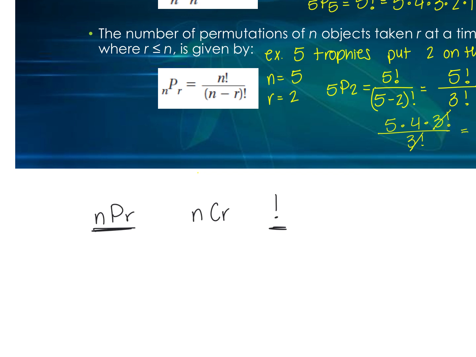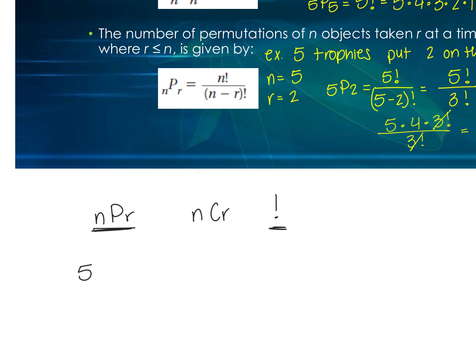So how am I using nPr? Go ahead and click clear. When you're using nPr, you have to select the n number first. So for this example, my n number was 5. So go ahead and push 5 on your calculator.